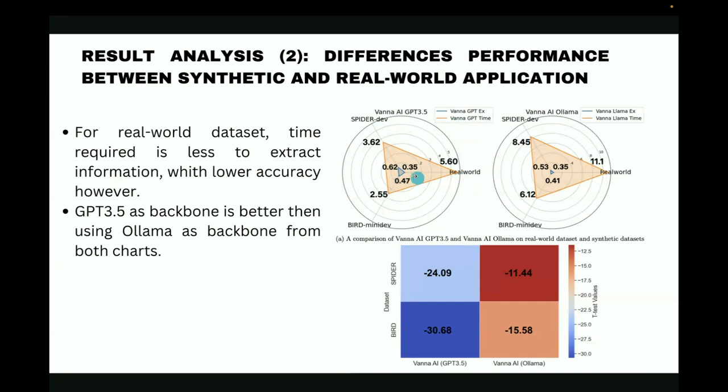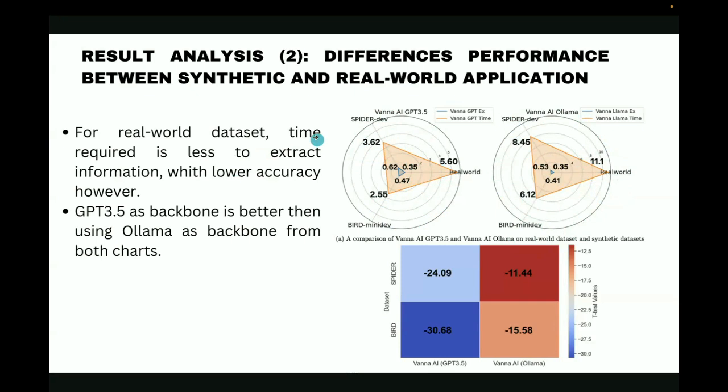However, it goes with low accuracy. A similar trend can be seen in the Ollama backbone, where the real world took less time, but had the worst accuracy. However, comparing GPT-3 and Ollama, we decided GPT is actually better. One insight here is that there's a significant difference between the real world data set and the synthetic data set, where the synthetic data set took less time and the real world took twice the duration to run this model.